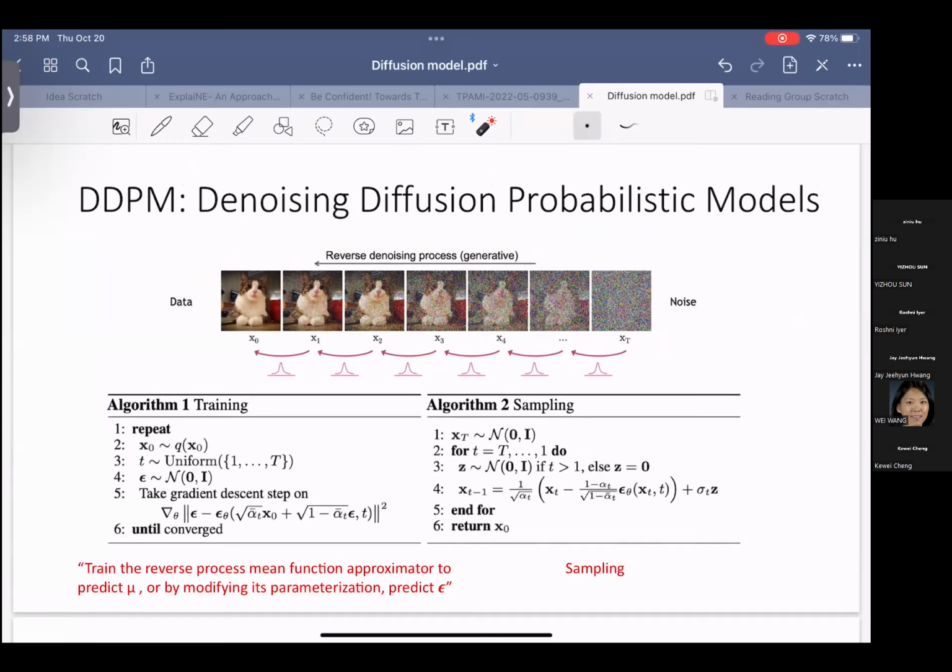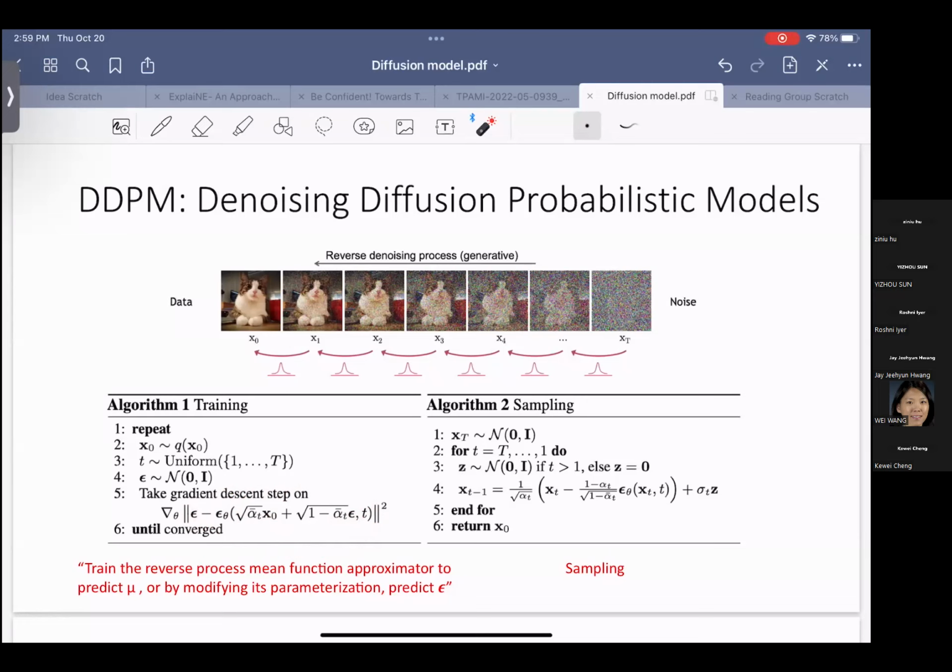So basically, what we are doing is that I have a neural network to predict the error I generated at each step, right? This epsilon depends on theta, and takes in the original data, the error, and the time step t. You can estimate the error and minimize its distance to the actual error, right?